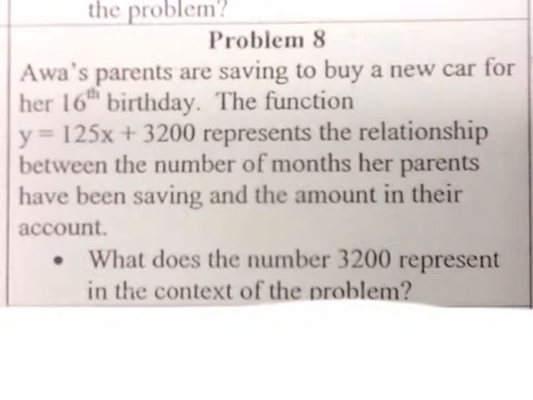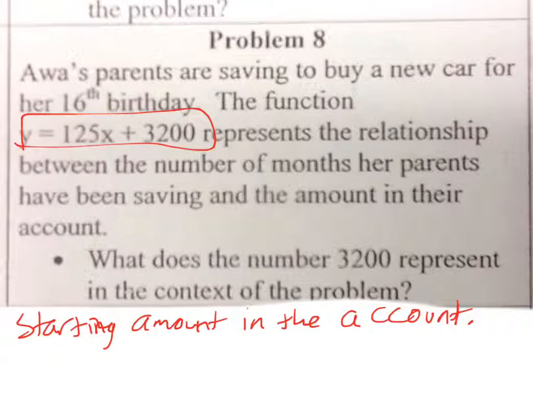Moving on to problem 8, we have Awa's parents saving up money to buy a car on his 16th birthday. We have our function here, and it's asking what the number 3,200 represents in the context of the problem. Well, it's looking like they're going to be adding $125 each month, but they started somewhere. They started at $3,200, so that's how much is the start of the account. So there you go, $3,200 starting out in the account.